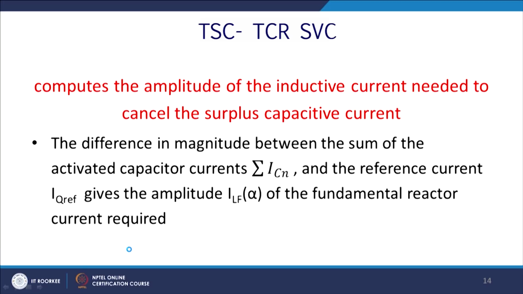Then compute the amplitude of the inductive current needed to cancel the surplus reactive current. You find it out, actually ICN. From ICN you compute the current required, that will be IQref, and thus from subtraction you get the inductive current through the TCR, that is ILF alpha. So, you need to compute the alpha from ILF.